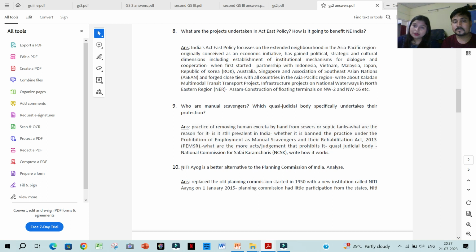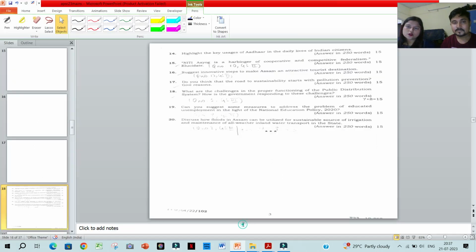The first question on Niti Aayog is how it is a better alternative, and words like competitive federalism or cooperative federalism can be used to describe Niti Aayog. So I think you did it pretty well.